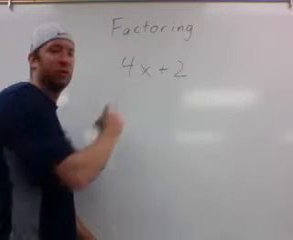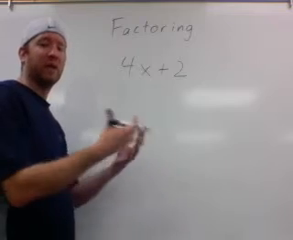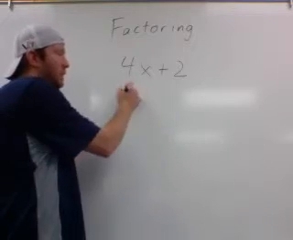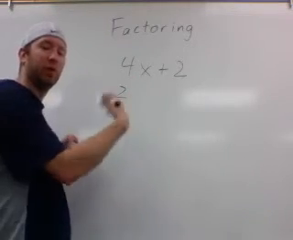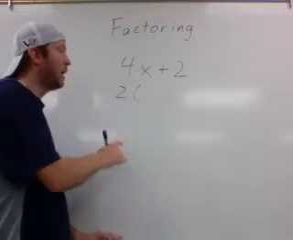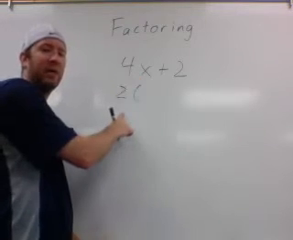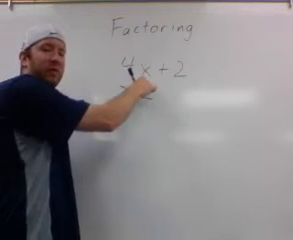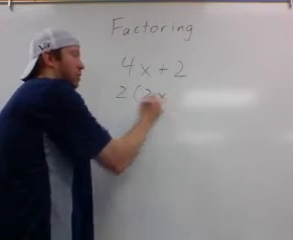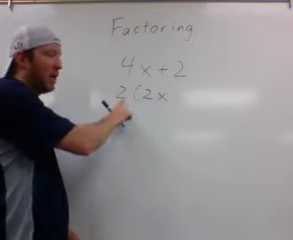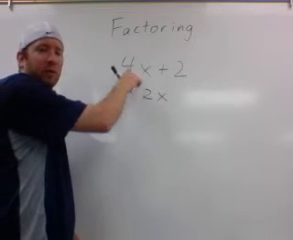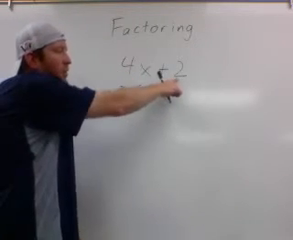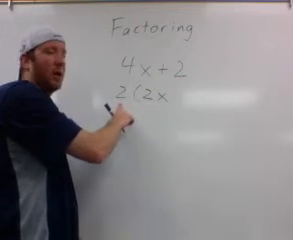And both 4 and 2 are divisible by 2. So what I can do is I can factor that 2 out. And basically I'm using division to do that. So I'm going to pull a 2 out. I want to think about 4x divided by 2. Well, 4 divided by 2 is 2, and I still have the x. So I'm left with 2x. And you can kind of check, 2 times 2x is 4x. And then when I divide 2 by 2, I'm left with 1.